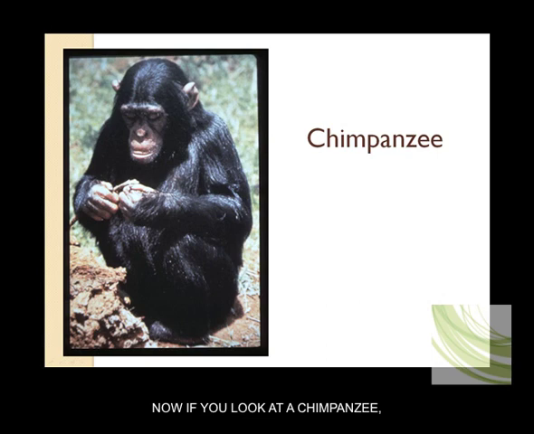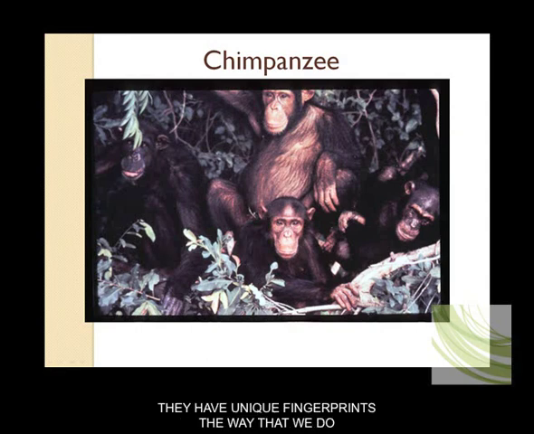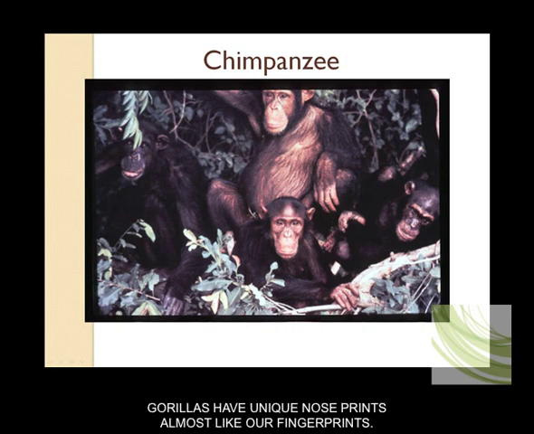Now, if you look at a chimpanzee, you'll see it looks different than a bonobo. This is a young chimpanzee who has very shiny, pretty hair. He still has a light face, and he's in the process of fashioning a tool out of that stick. Chimpanzees rely very heavily on visual communication, just like most of the other great apes, so their faces are all very different, just the way that human faces are. They have unique fingerprints the way that we do, and incidentally, they've studied this with gorillas. Gorillas have unique nose prints, almost like our fingerprints.